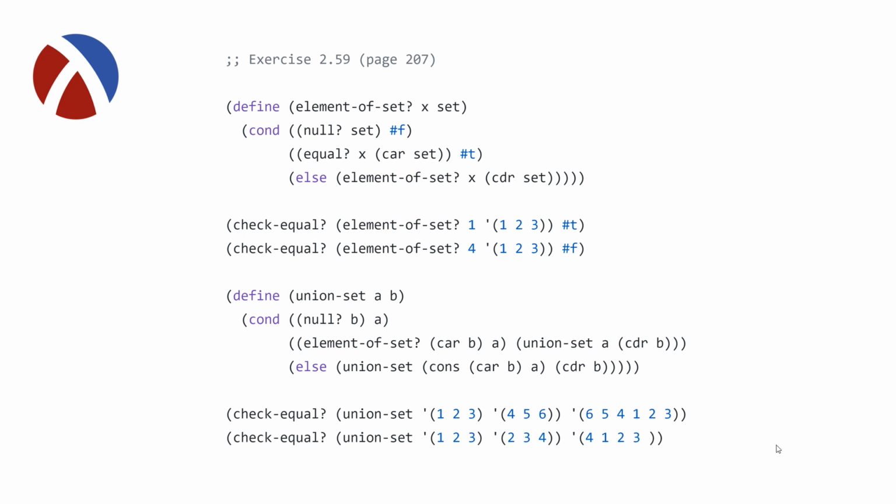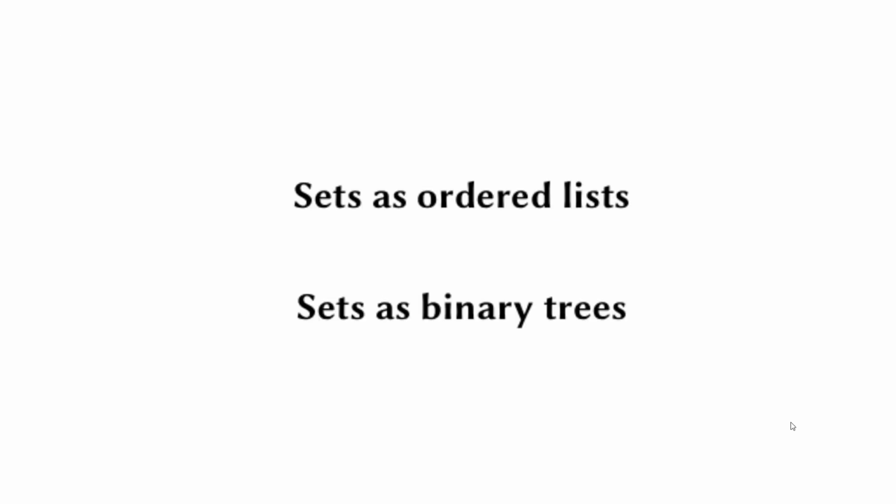And here we have two tests. Note that the pattern is a bit confusing. For unioning 1, 2, 3 and 4, 5, 6, we end up with 4, 5, 6 at the beginning of our list, reversed because of the way that cons works. And same thing with 1, 2, 3 and 2, 3, 4. Note that 2 and 3 already exist, so we didn't cons them to the front, but 4 we needed to cons to the front.